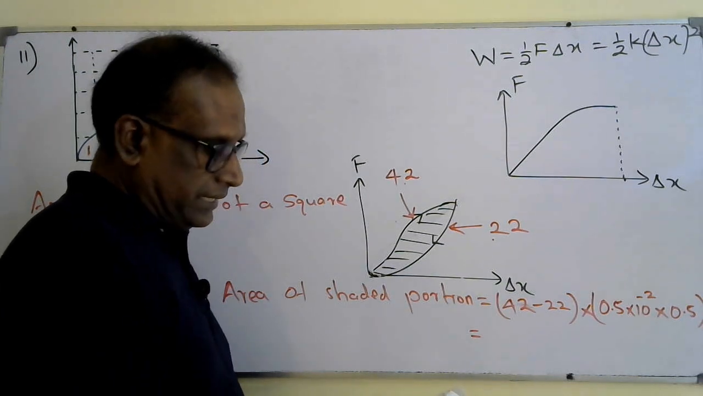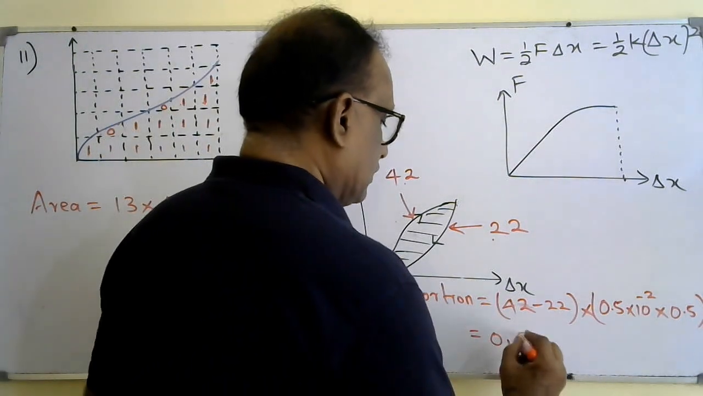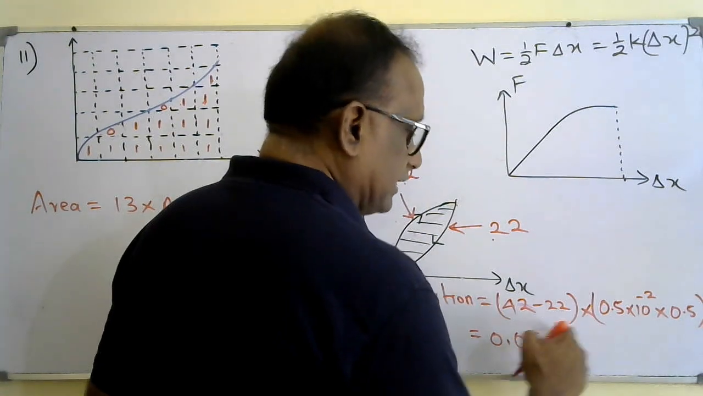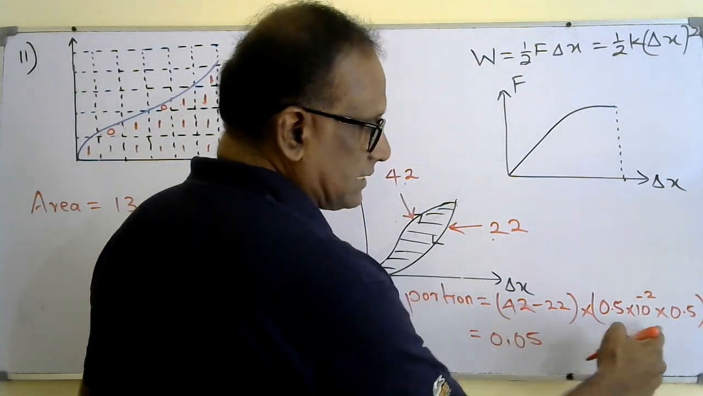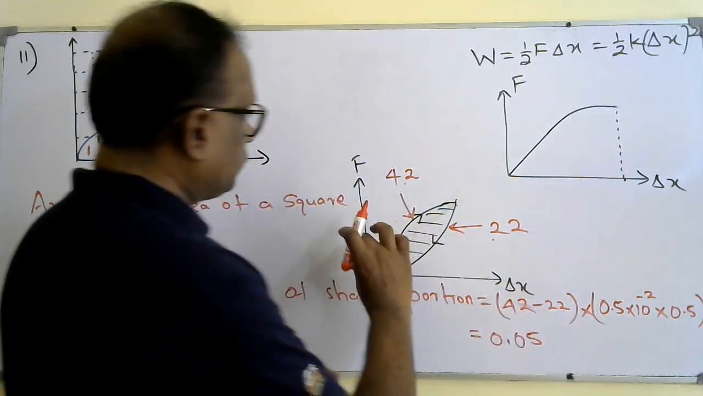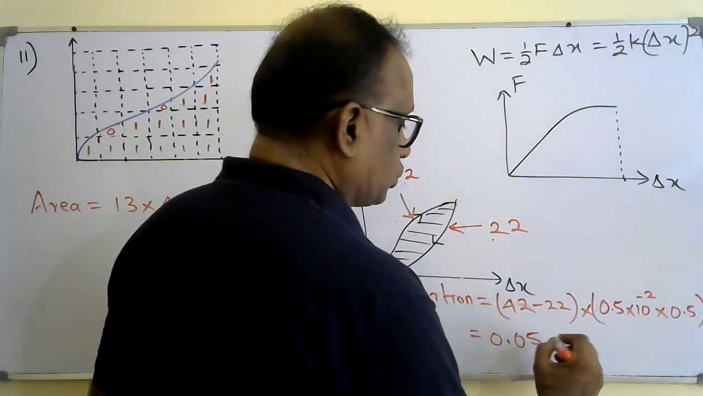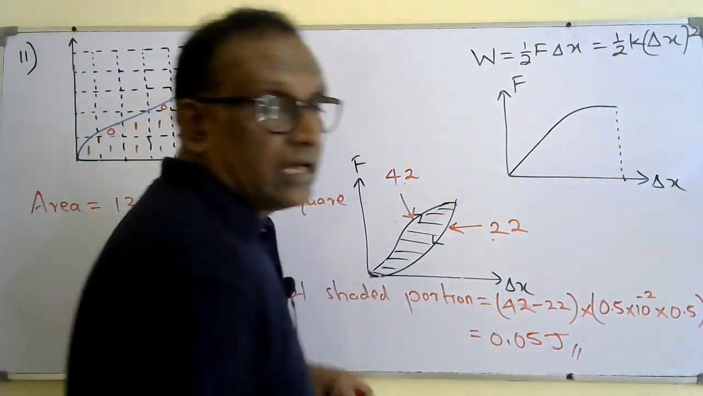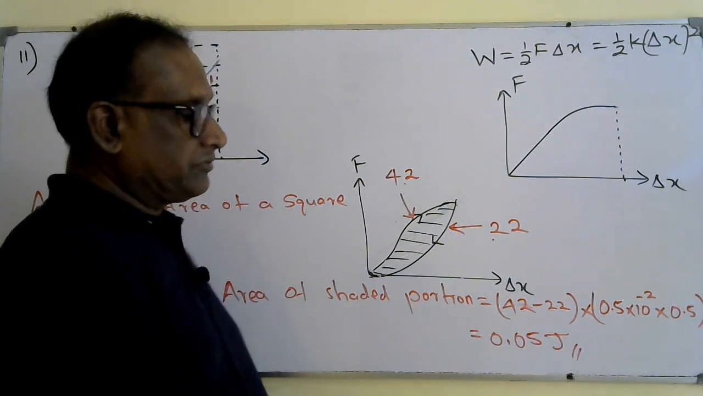So that is going to be 0.05. The y-axis is Newton, the x-axis is meter, so joules. That's the energy dissipated to the surroundings. That's the final answer.